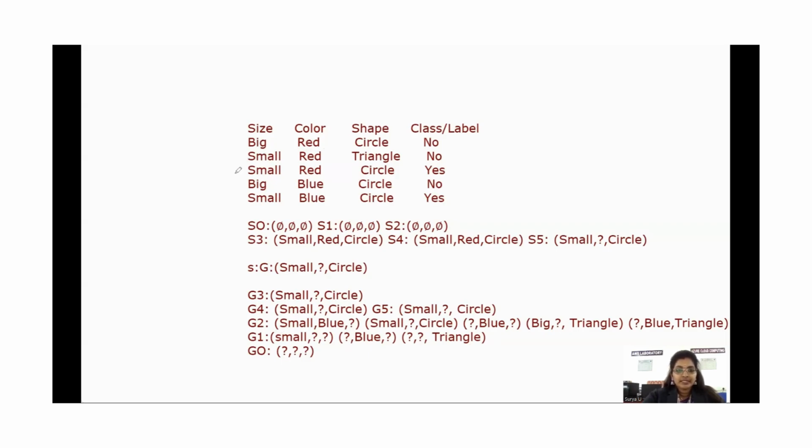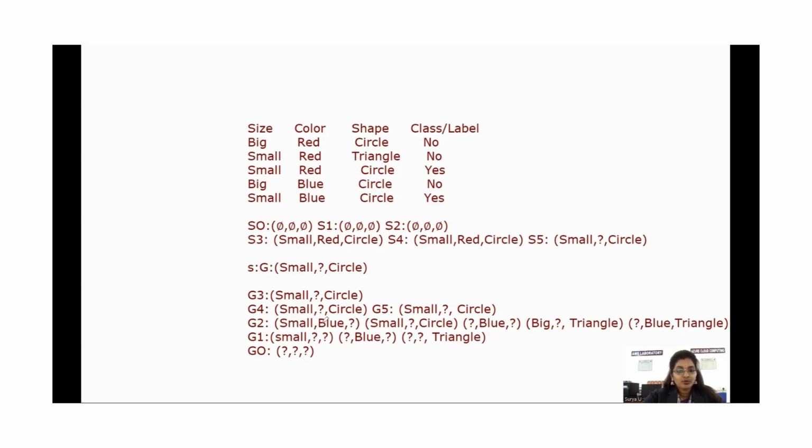Now we'll move on to the next example, the third one. Look at the third one. It is a positive value. Whenever it is negative, we'll be following these rules. If it is positive, what are we going to do? This is my positive value. So directly go to G3. What is the G3 value here? You have small comma question mark comma circle, and you have to check all these conditions as we have done in the previous sum.